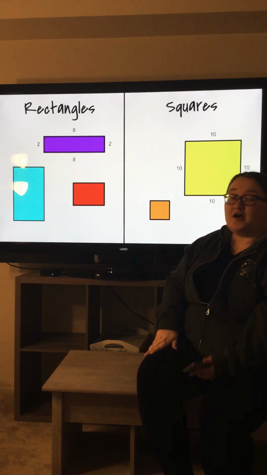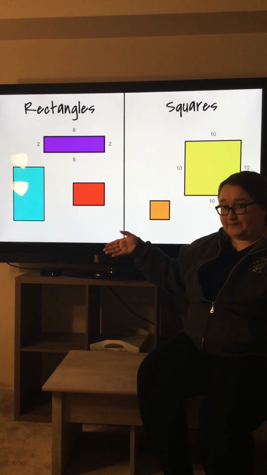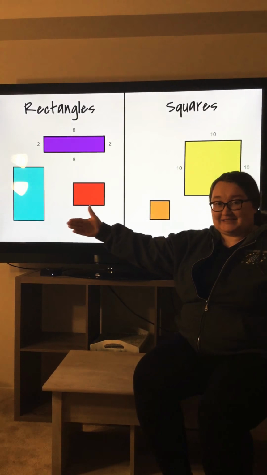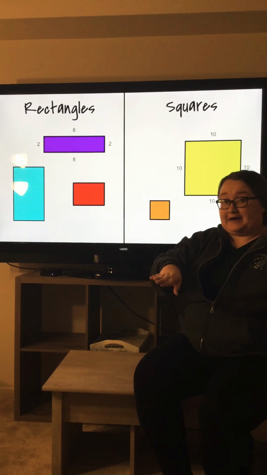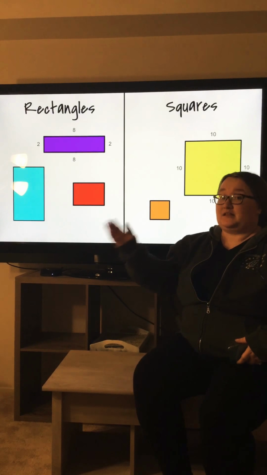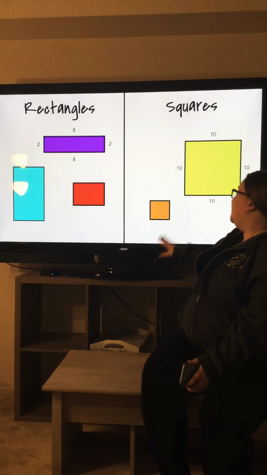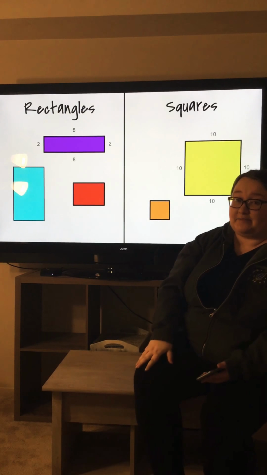It's a shape that on either side of the shape, they're the same length. If you were to take a ruler, what you measure on the left side is going to be the same length as the right side. Now, when you measure the top or the bottom, it's going to be a different length than the left and the right, but the top and the bottom will be the same. For a square, all 4 sides are the same length.